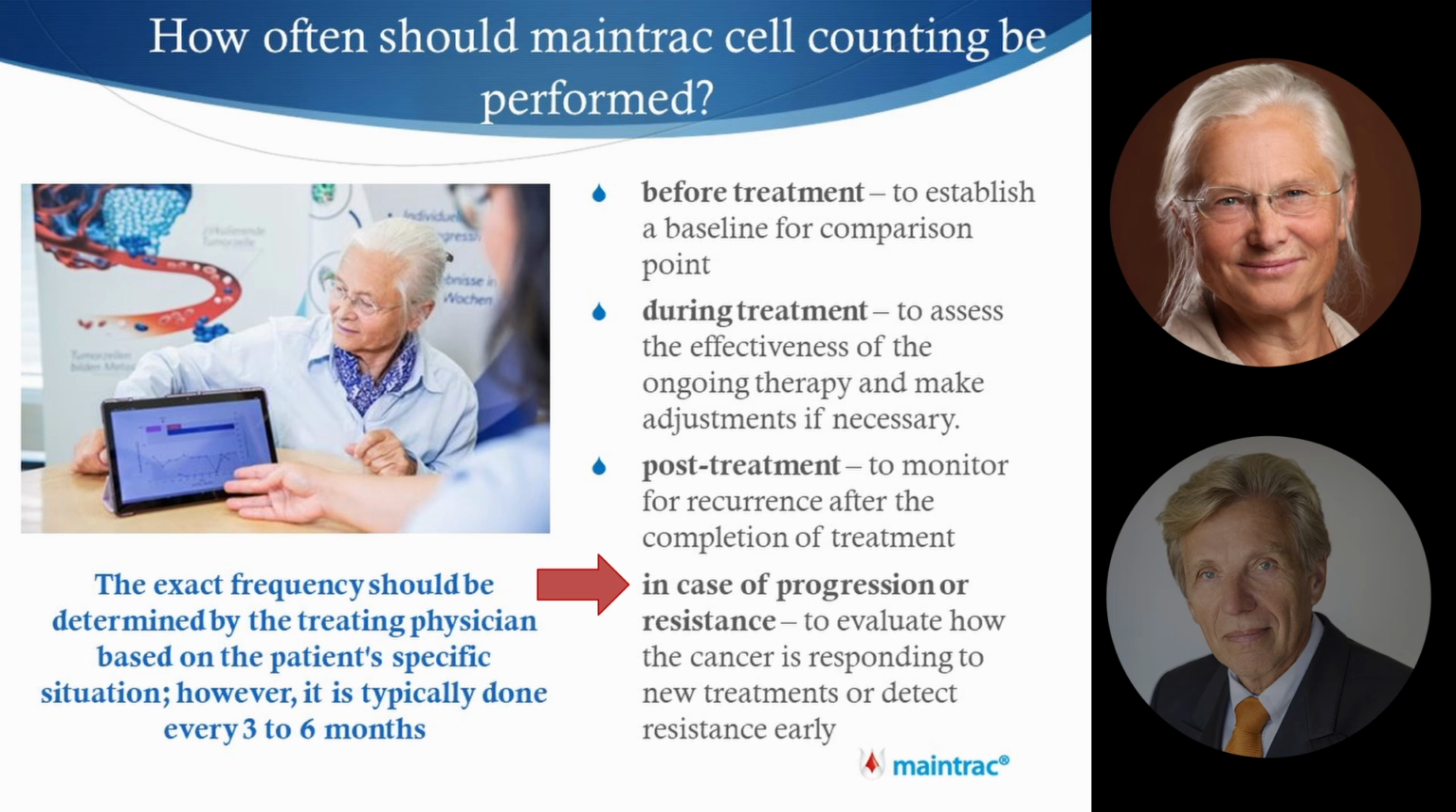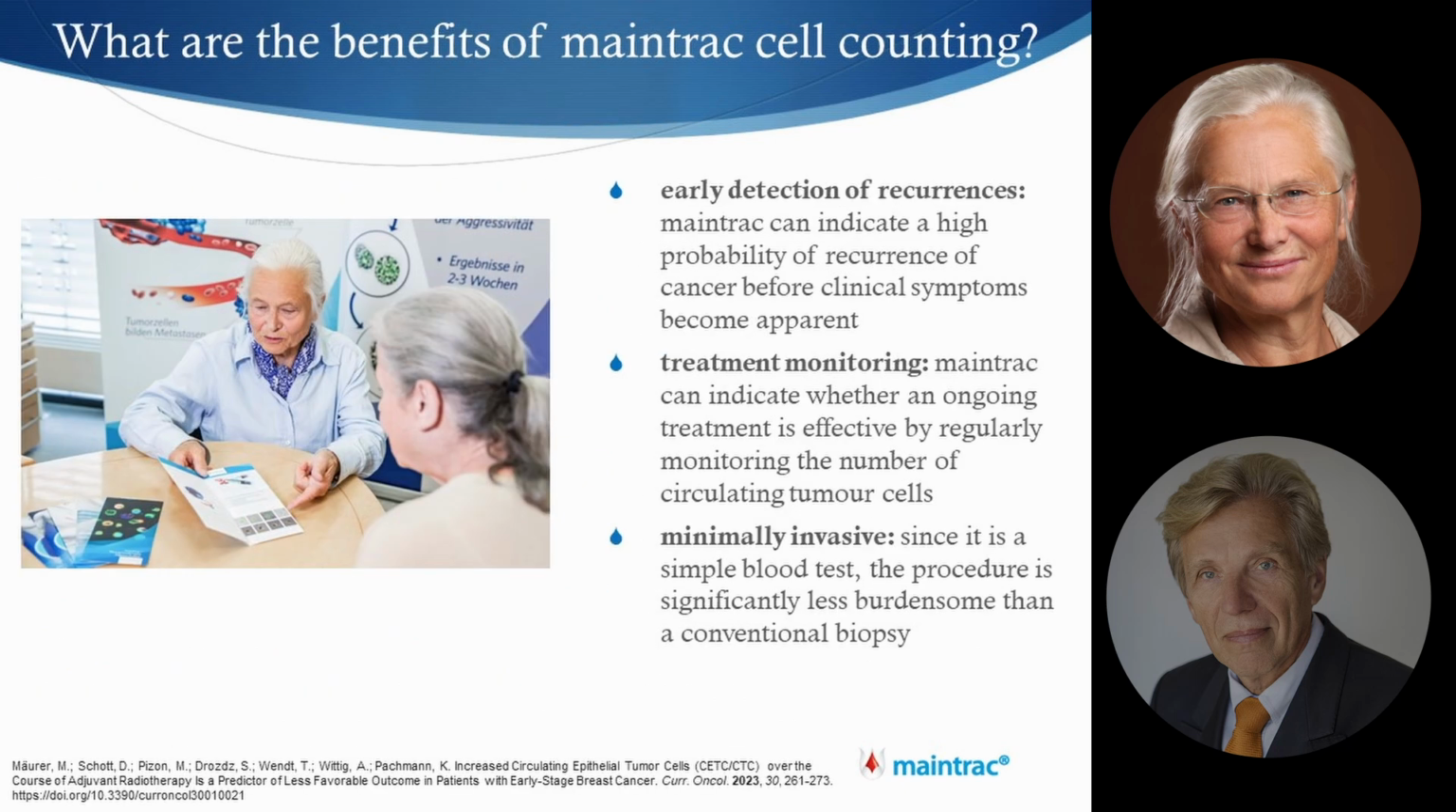In case of progression of the tumor and the resistance, we can evaluate how the tumor is responding to new treatments, or if the cell numbers do not decrease, we can early detect the hint for resistance. What are the benefits of this cell counting? As I mentioned just before, the recurrences can be early detected, because if the cell numbers increase more than twofold, there's a high probability of recurrence of the cancer, even before clinical symptoms become apparent.